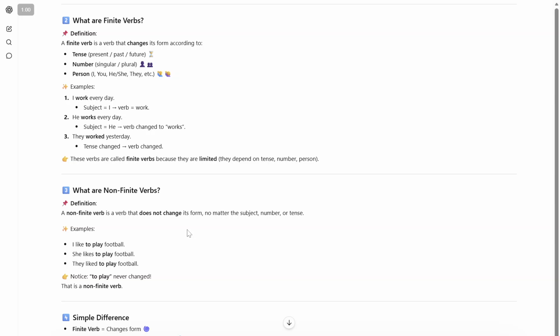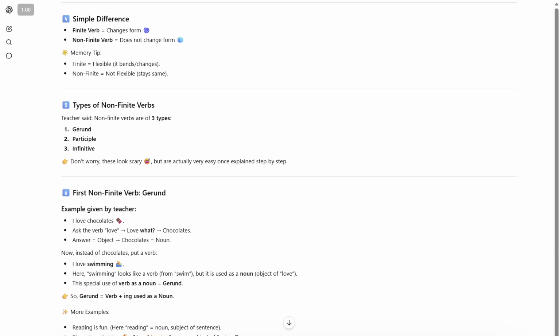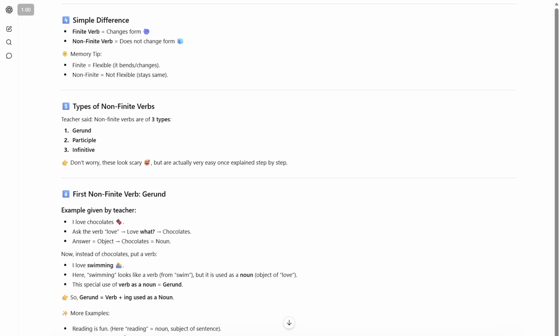Simple difference. Finite verb equals changes form. Non-finite verb equals does not change form. Memory tip. Finite equals flexible. It bends, changes. Non-finite equals not flexible, stays same. Types of non-finite verbs. Teacher said non-finite verbs are of 3 types. 1, gerund. 2, participle. 3, infinitive. Don't worry, these look scary, but are actually very easy once explained step by step.